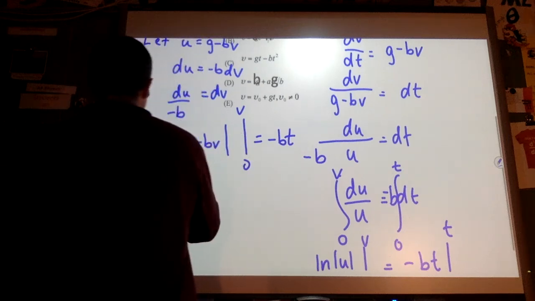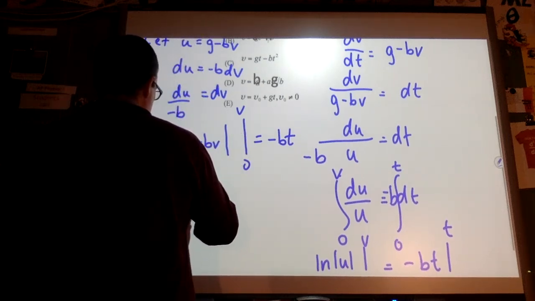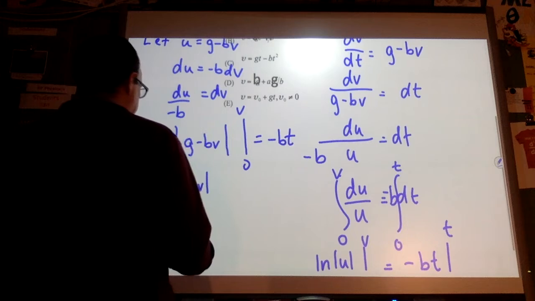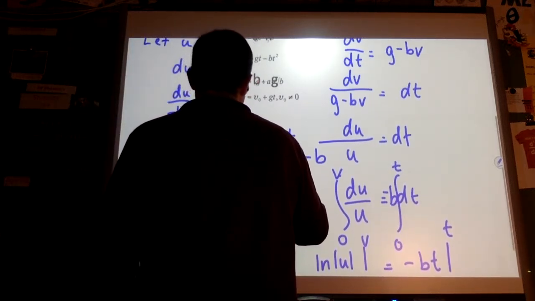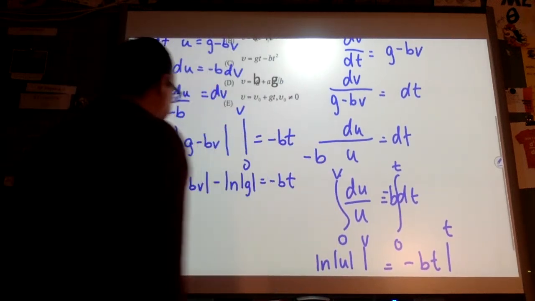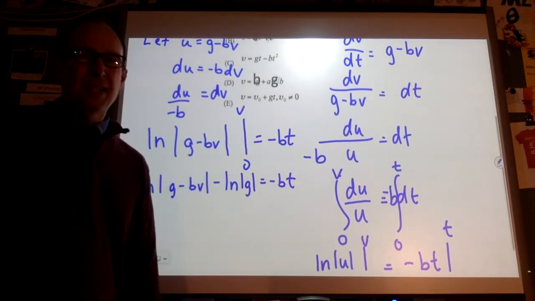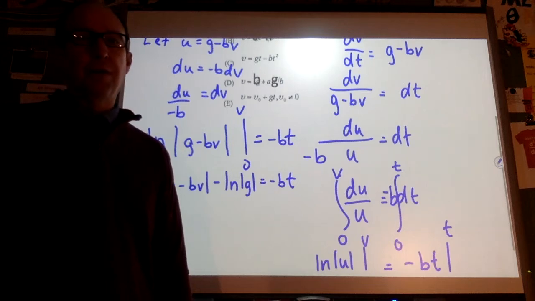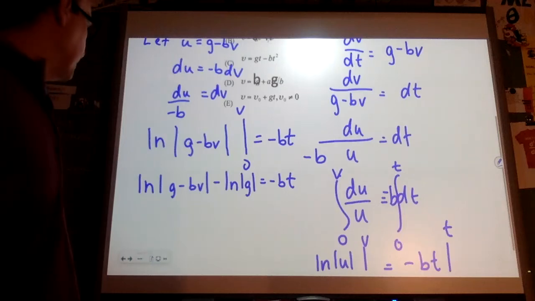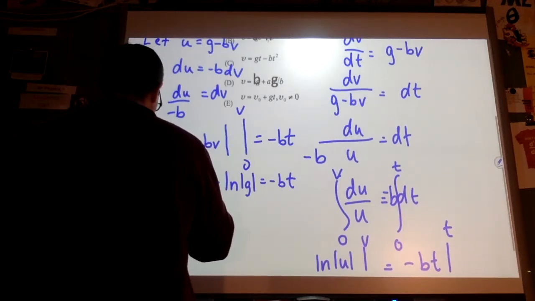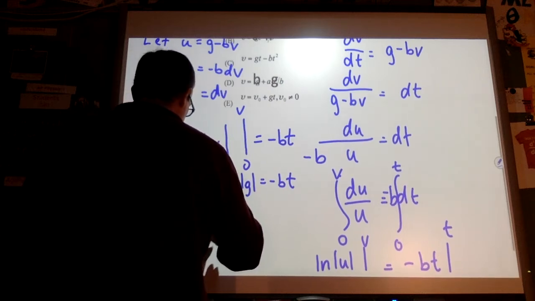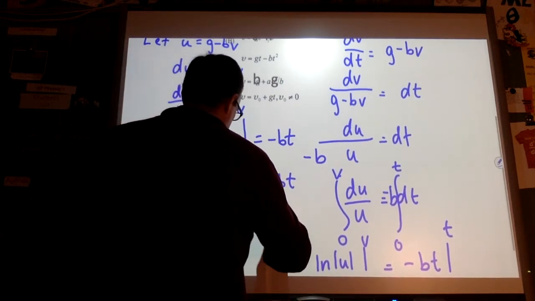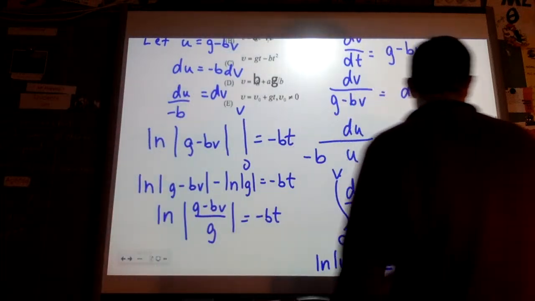All right, so I have the natural log of g minus bv minus the natural log of g is equal to negative bt. And that's another thing with this, is the rules of natural logs. When we subtract natural logs, it's the same as dividing. So I can write this as natural log of g minus bv over g is equal to negative bt. You can see how cumbersome this is.